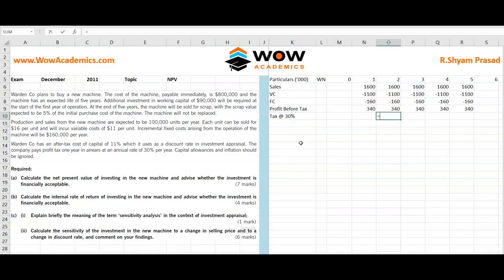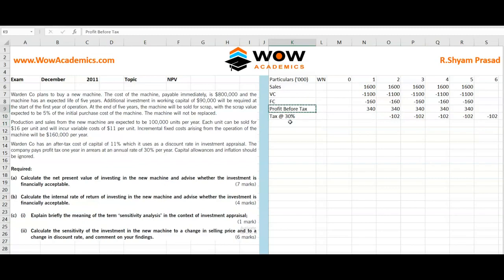But tax is in arrear. So what we'll do, the first year tax is going to be paid in the second year. So we'll take this cell as a reference. But what we'll do, we'll have the 30% number. As the tax is a negative number, we'll mark it with a minus symbol so that it comes to a minus number. So we'll take this number and spread it across the 6 years, from the second year to the 6th year. If you count, it's going to be 5 times: 1, 2, 3, 4, and 5. So we got our tax also.